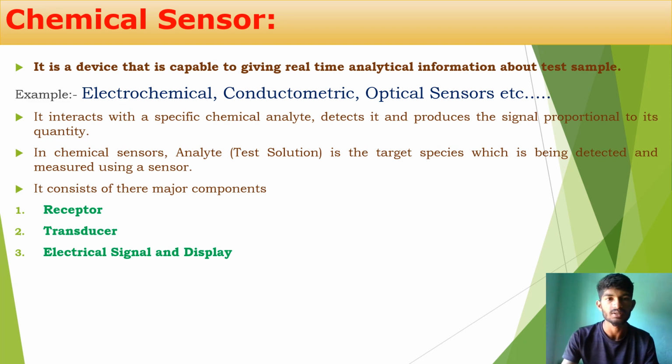Chemical sensors. It is a device that is capable of giving real-time analytical information about a test sample. Examples: electrochemical, conductometric, optical sensors, etc. It interacts with a specific chemical analyte, detects it and produces a signal proportional to its quantity. In chemical sensors, the analyte test solution is the target species which is being detected and measured using a sensor. It consists of major components: receptor, transducer, electrical signal and display.